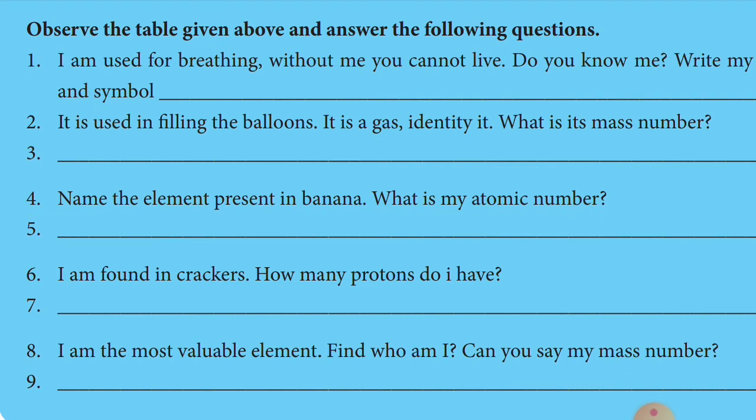Second one: it is used in filling balloons. It is a gas. Identify what is the mass number. Filling the balloon is helium. Mass number is 4. And the third one, children: name the element present in banana. What is the atomic number? Banana has potassium. Potassium, atomic number is 19.